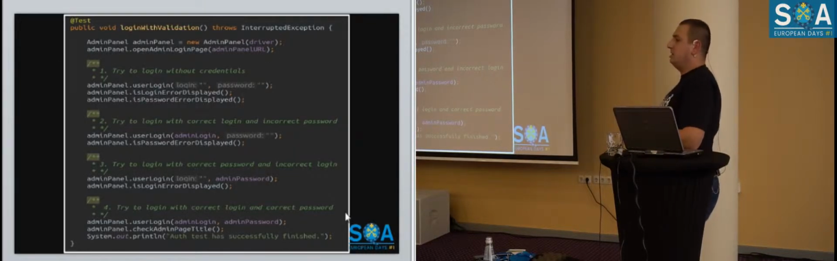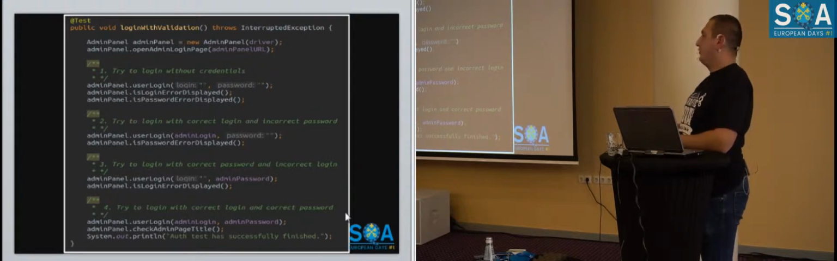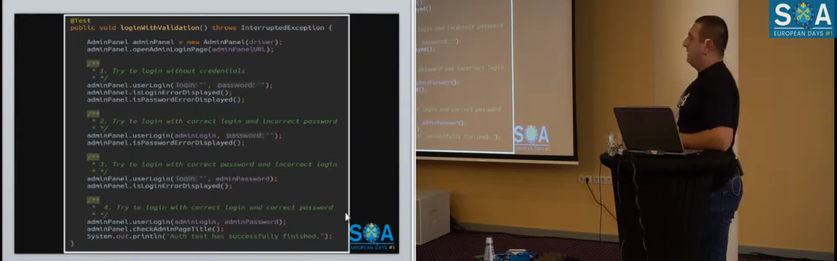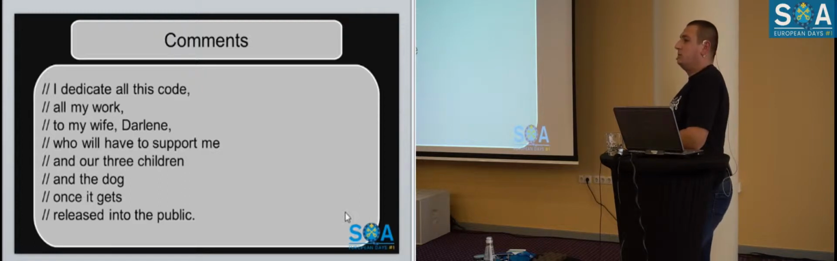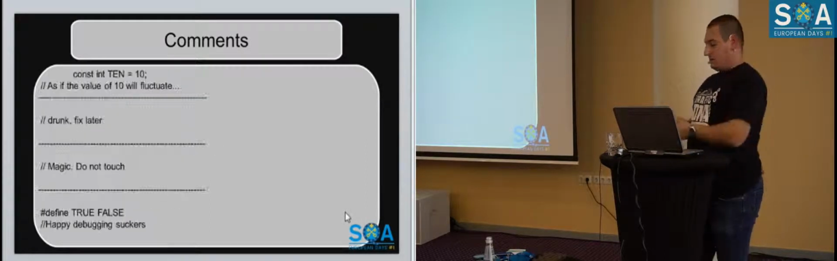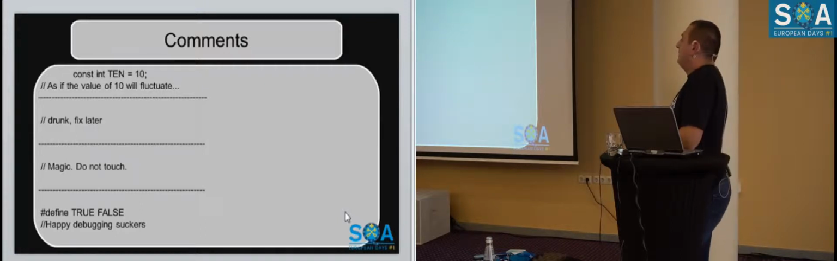If we go back to the comment that I showed you at the very beginning, at least those are parts of the text which are divided into logical blocks. Let's say they are not really needed, but at least they give an understanding of what's going on here. Stack Overflow also has lots of comments from people who were trying to somehow communicate to the world about their code. One of them is on the screen now. He dedicates all his work to his wife, who has to support him and his dog and 3 children. Probably he was desperate when he was writing this code, and there are lots of situations like that. If some of you are interested in that, the constant 10 equals 10, as if 10 can fluctuate.